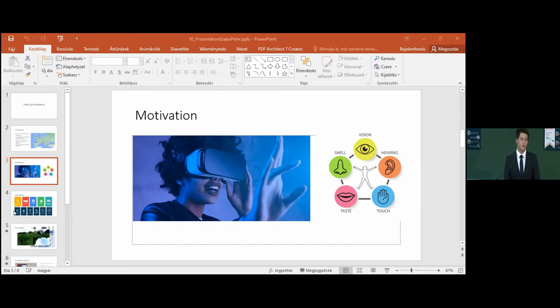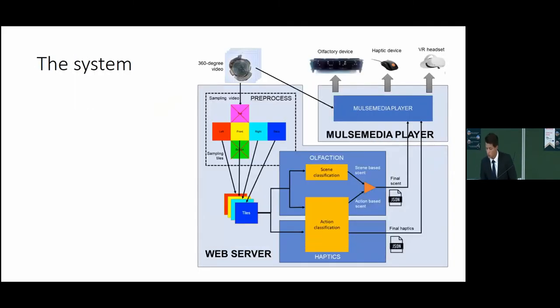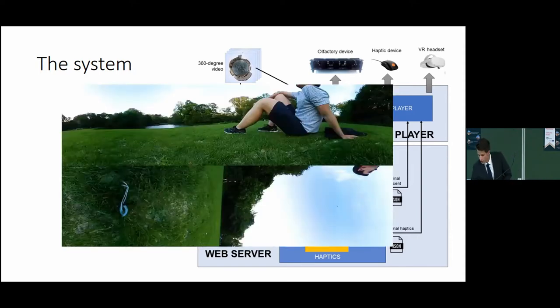Therefore, I was proposing a system that is capable of automatic recognition of olfactory and haptic content based on 360-degree video. 360-degree video is very similar to virtual reality, but you are only capable of viewing the content and not interacting with it. In my solution, I created a parallel network consisting of a scene classifier and an action classifier. The scene classifier recognizes the global content and the action classifier is responsible for recognizing the local content in the video. I want to show that in an example.